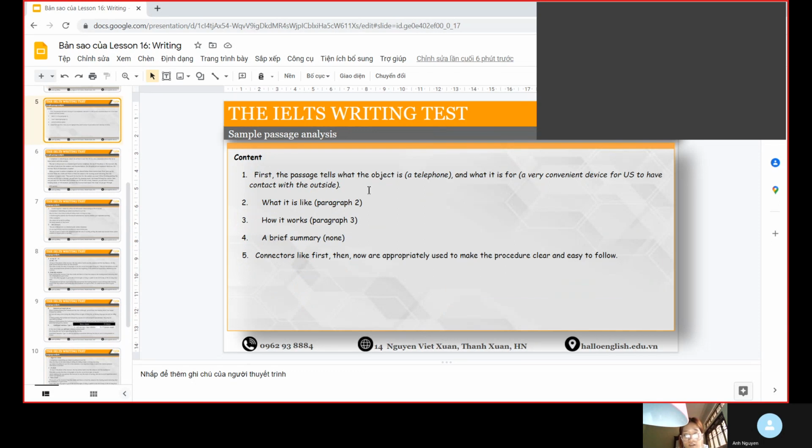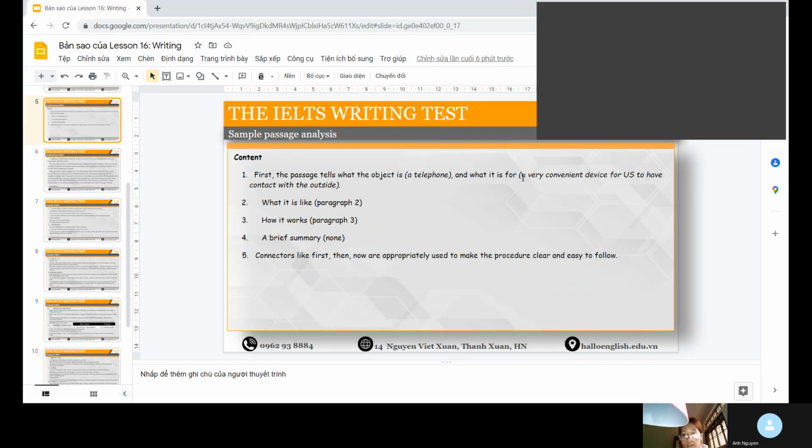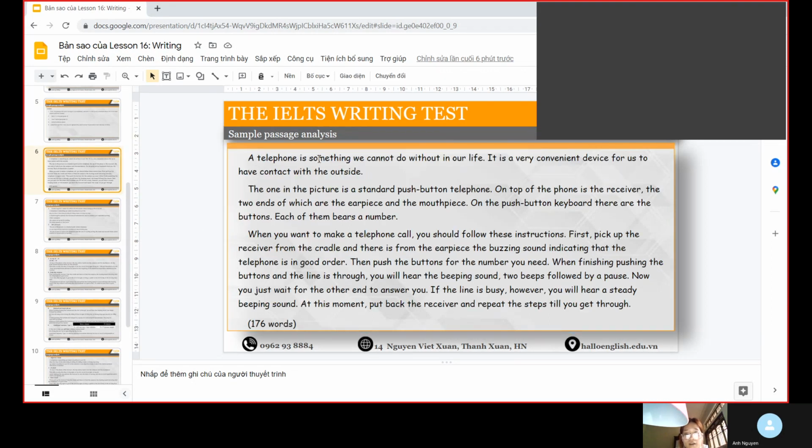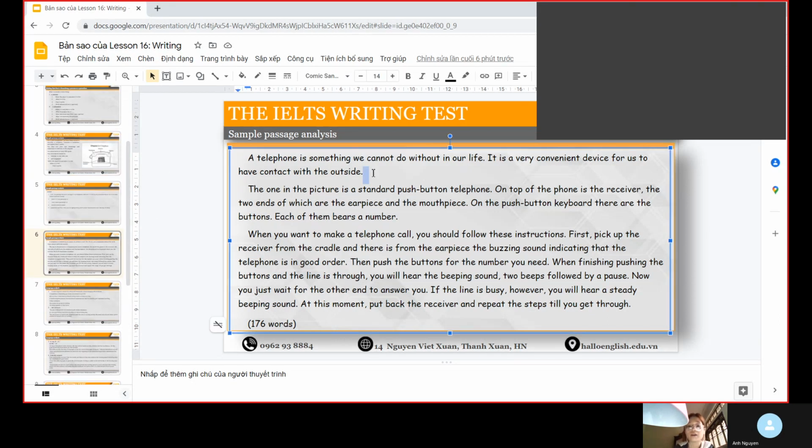Here, because these are the answers. A telephone, a very convenient device for us to have contact with the outside, or a communication device. Here's the sample. A telephone is something that we cannot do without in our life. It is a very convenient device for us to have contact with the outside, or like what you said, is commonly used as. Okay.